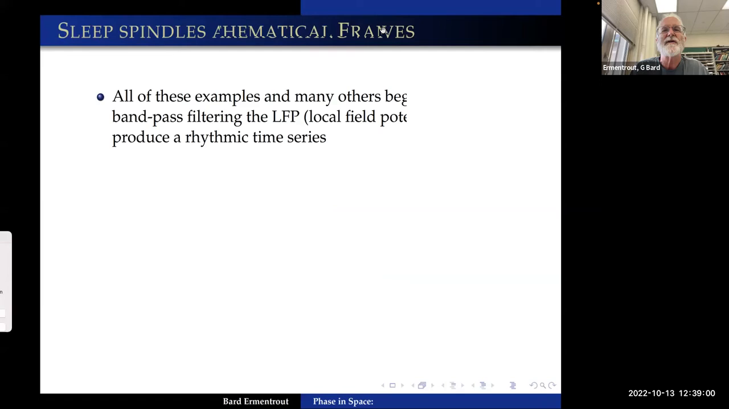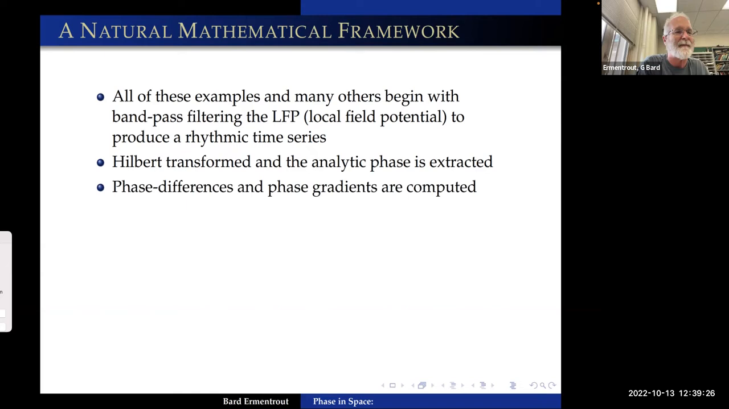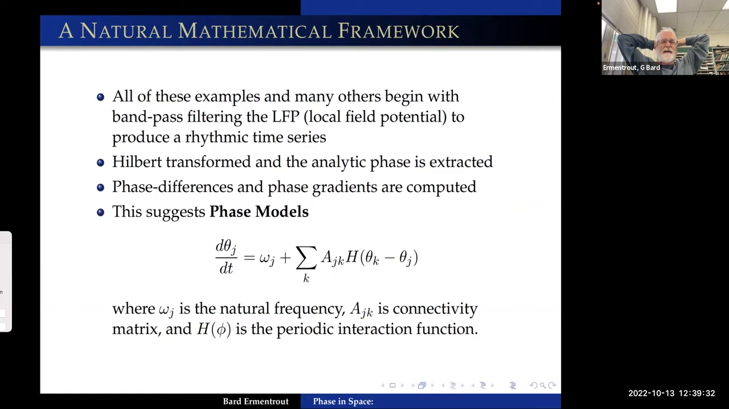So all these examples and many others begin with bandpass filtering the local field potential to produce a rhythmic time series. This is Hilbert transformed, and then the analytic phase is extracted, and phase differences and phase gradients are computed. So this suggests a natural framework: phase models.